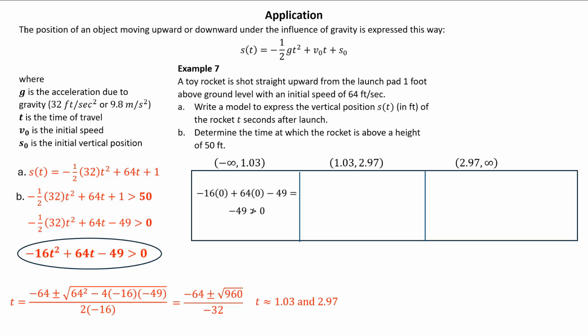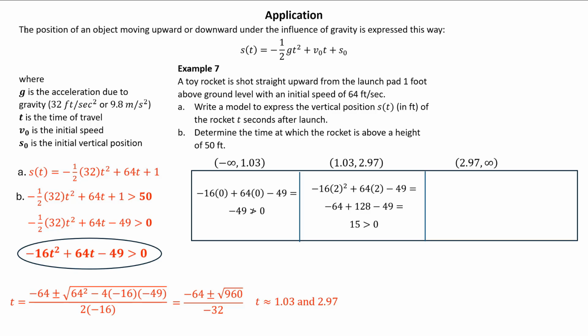All right. And then the next interval is 1.03 to 2.97. And we're going to pick 2 because that's in that interval. And we're going to put it into this function, negative 16t squared, etc., that we're trying to make greater than 0. And when we multiply that out, we get 15, which is greater than 0. So this interval has that function being greater than 0.